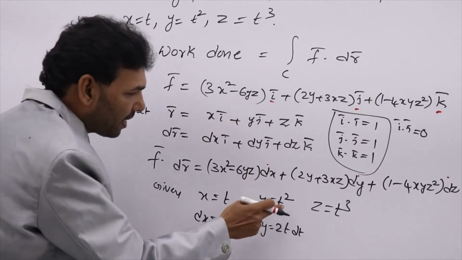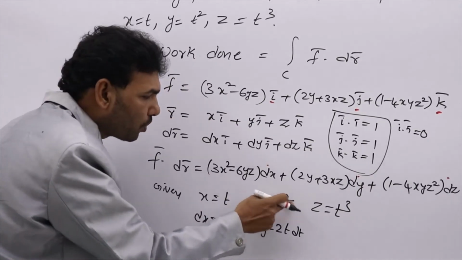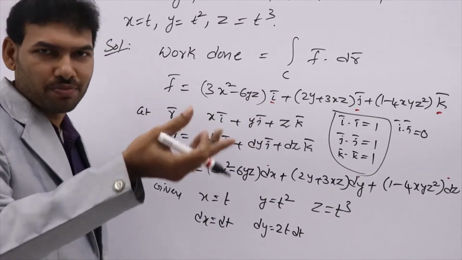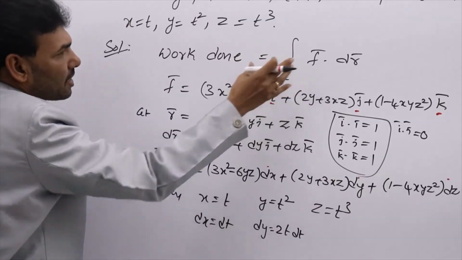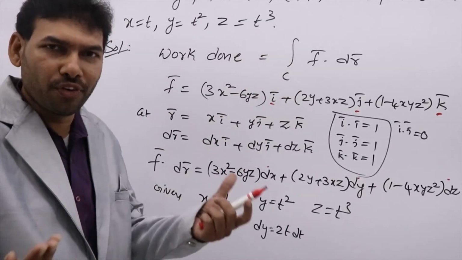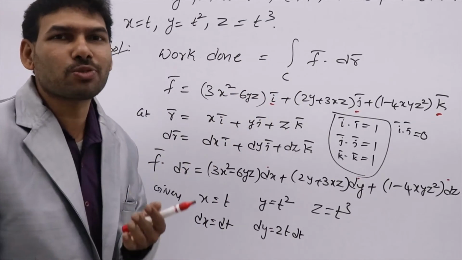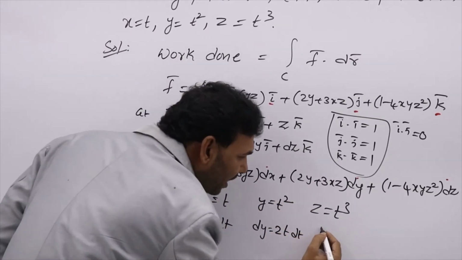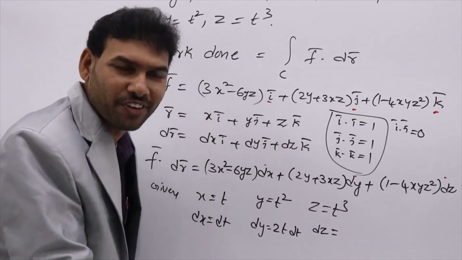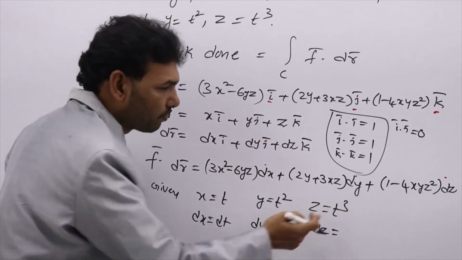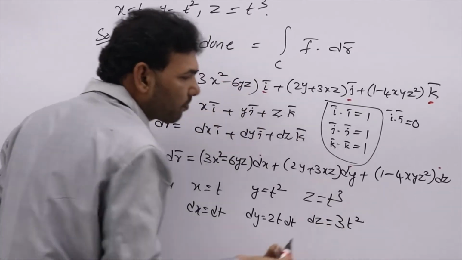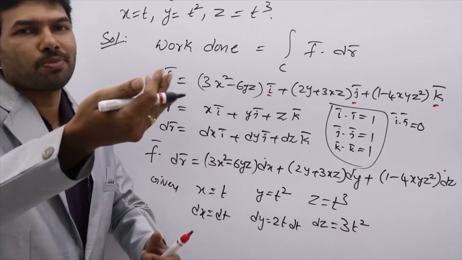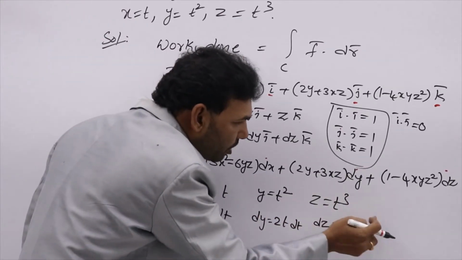In differentiation, the exponent decreases. If you have 2, you will get 1. While integrating, the exponent will be increased: 2 becomes 3. Don't confuse differentiation and integration. Integration increases the power, differentiation decreases it. So coming to dz, differentiation of z is dz, because in differentiation the power decreases, so 3t square. The formula used is differentiation of x power n is n x power n minus 1, so 3 into t power 3 minus 1.